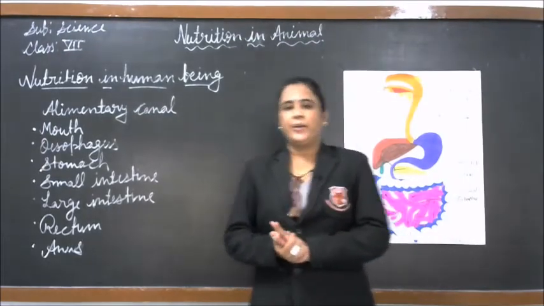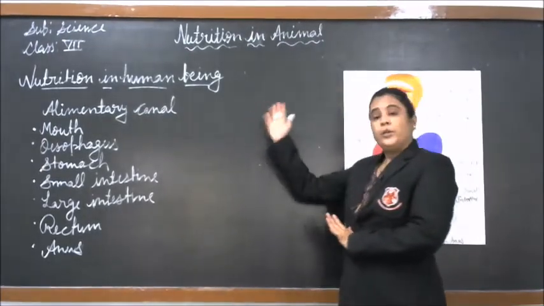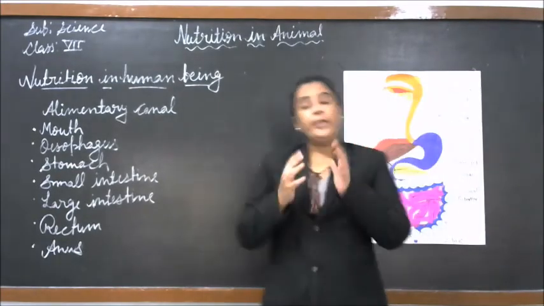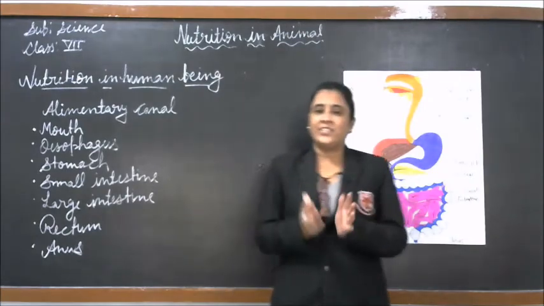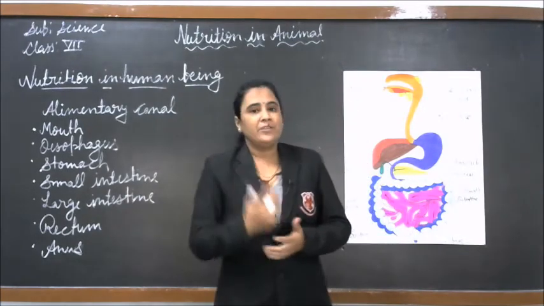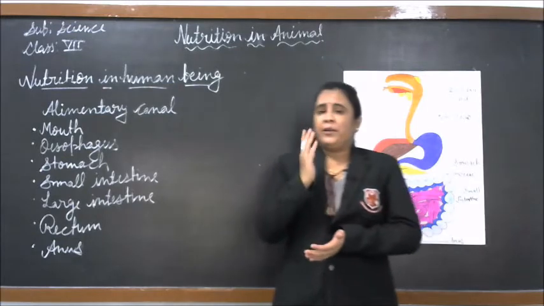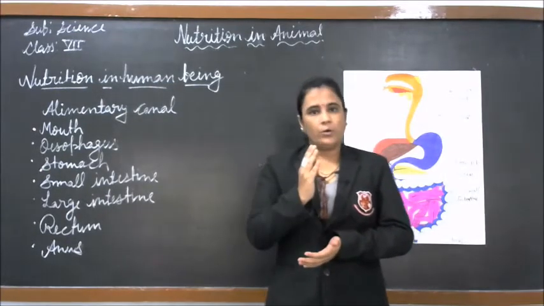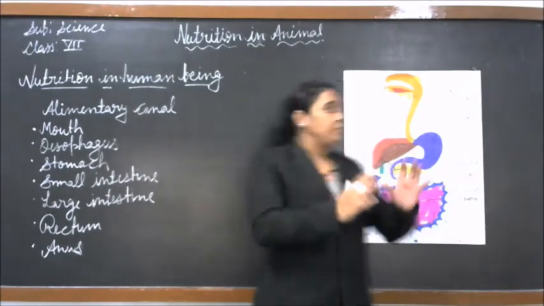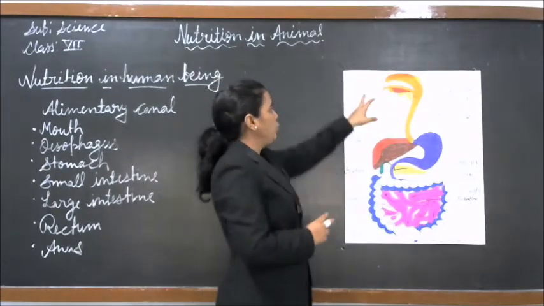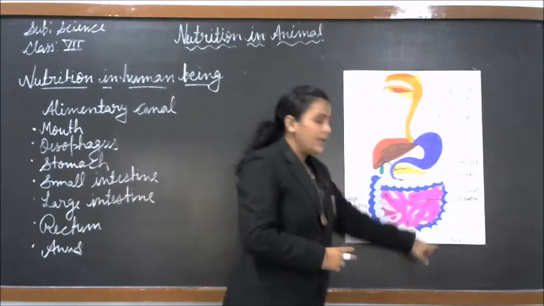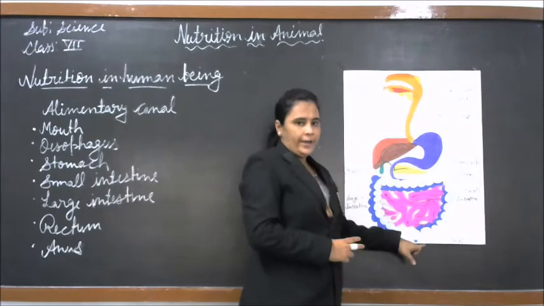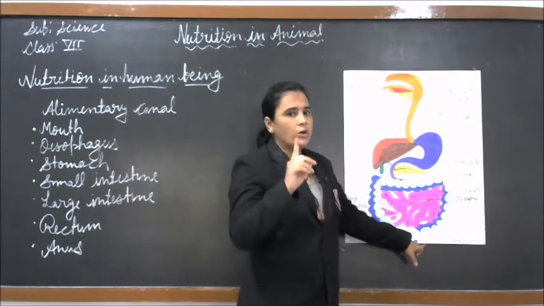Now we will study nutrition in human beings. In human beings, food is digested and absorbed by the alimentary canal. The alimentary canal is about a 9-meter long tube which runs from mouth to anus.